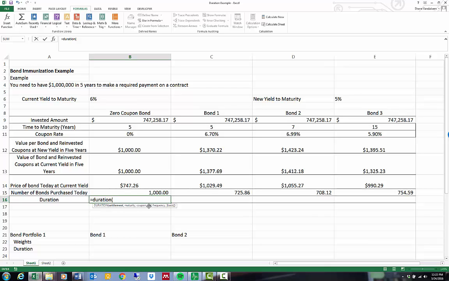We'll put in the yield to maturity that we're using. The frequency is the number of payments per year. And lastly is the basis, which has to do with how the bonds are quoted and priced. There are different ways to do that. We're just going to take the default route on that. The settlement is the settlement date for a bond, so this is the date that the transaction is going to occur to buy the bond.